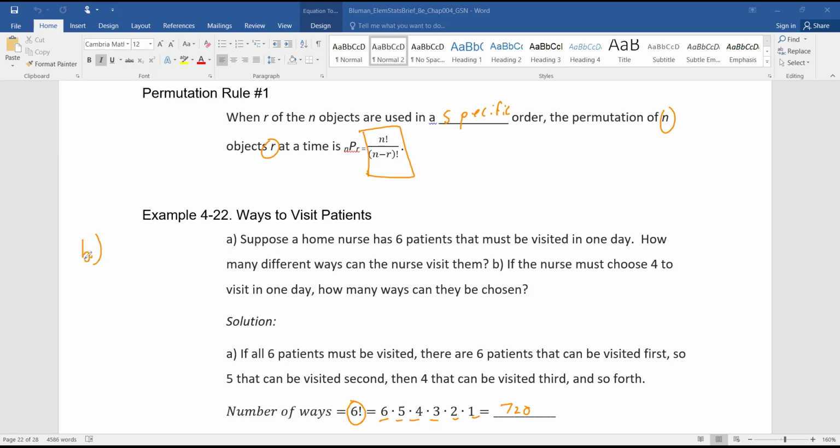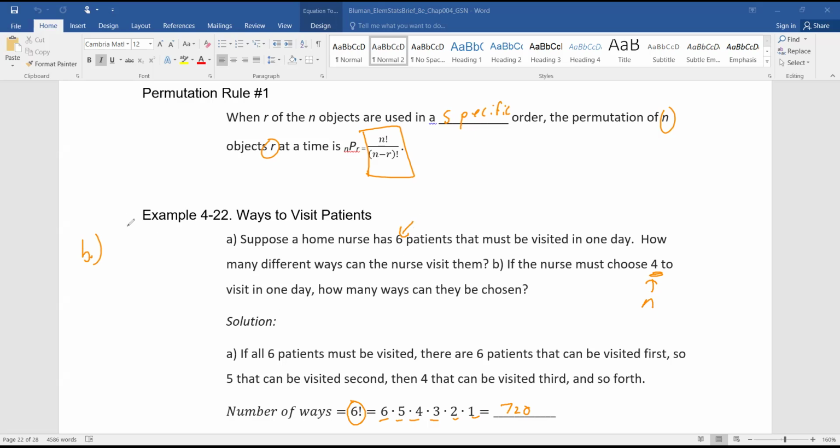In part B, it says if the nurse must choose 4 to visit in one day, how many ways can they choose? So this 4 is now my r, and this 6 is now my n. Oh, I got that backwards.